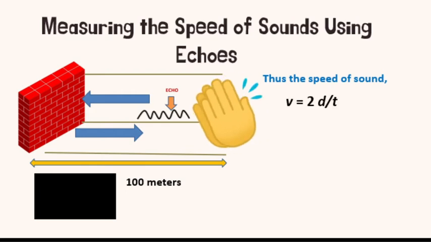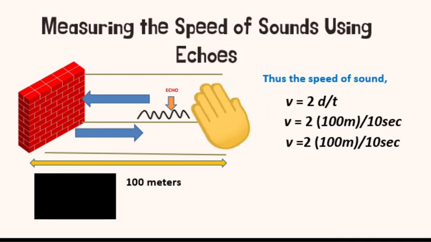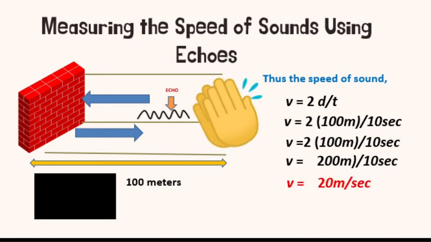Thus, the speed of sound is equal to 2 times d divided by t. d stands for distance and t stands for time. So speed is equal to 2 times 100 meters divided by 10 seconds. Velocity is equal to 2 times 100 meters divided by 10 seconds, which is equal to 20 meters per second.